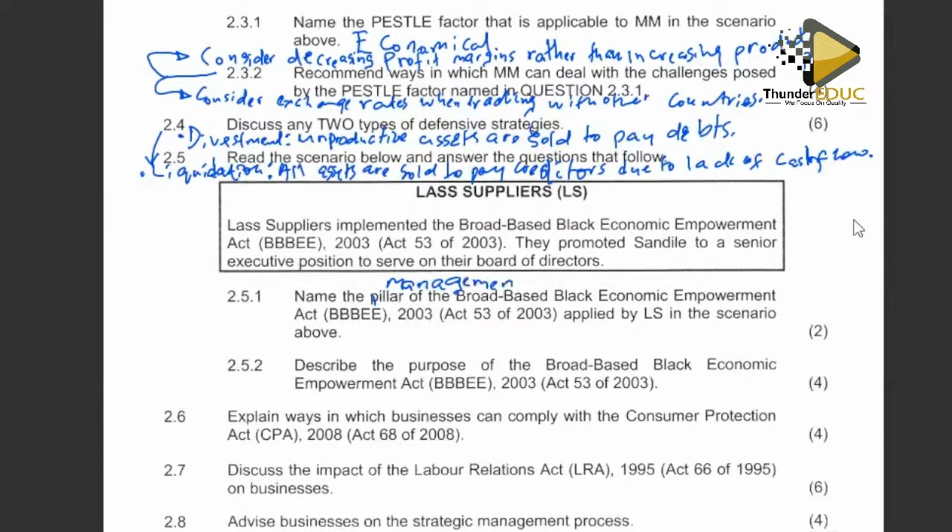Management control. Okay, right, grade 12. So now let's check 2.5.2. It says, describe the purpose of the Broad-Based Black Economic Empowerment Act 53 of 2003.